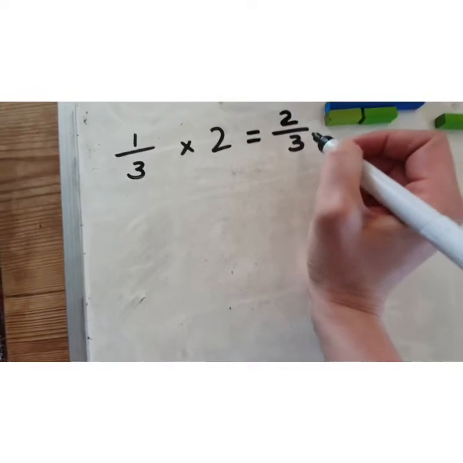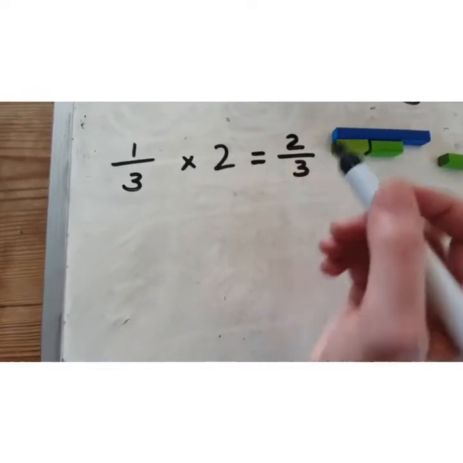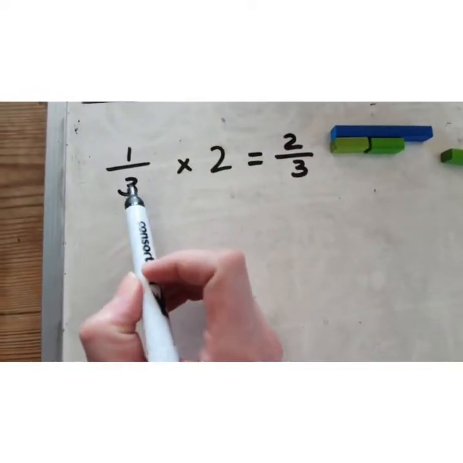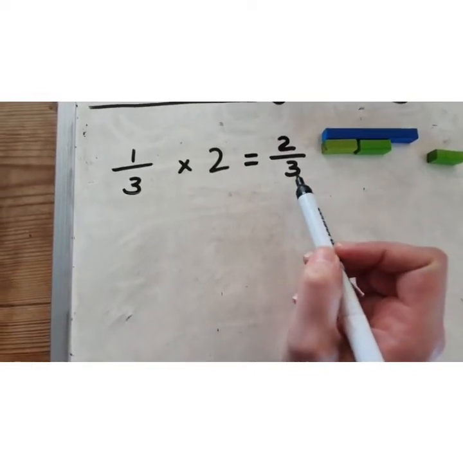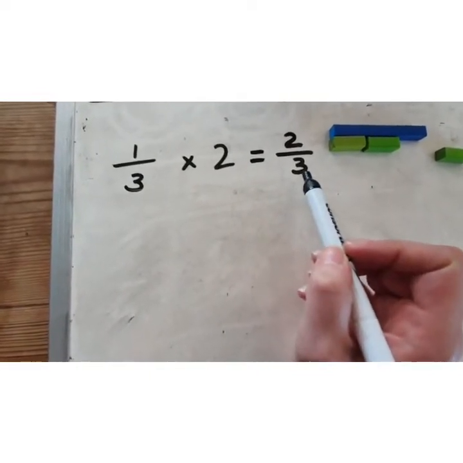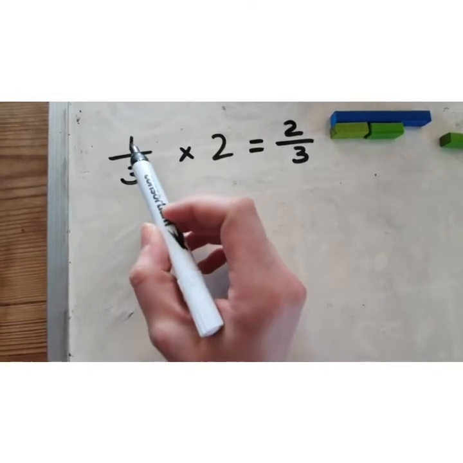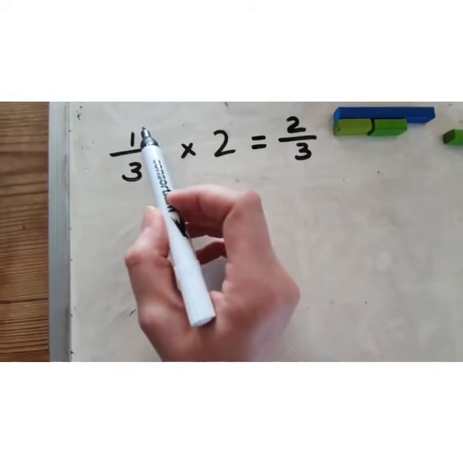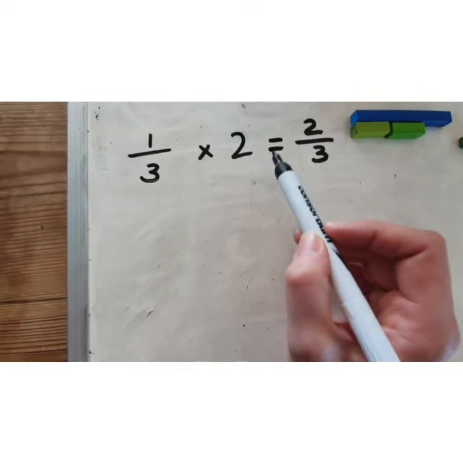Now what I want you to notice as I go through this, is that our denominator stays the same. We are still working with thirds, but we are multiplying the number of thirds we have. So we are going to be multiplying our numerator by our integer.